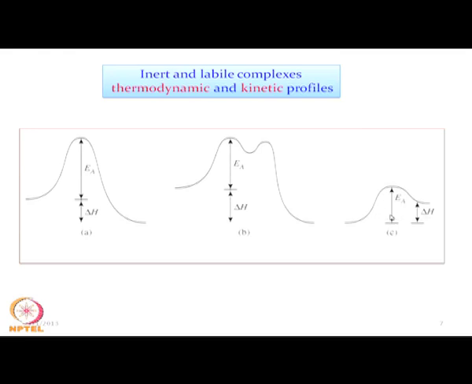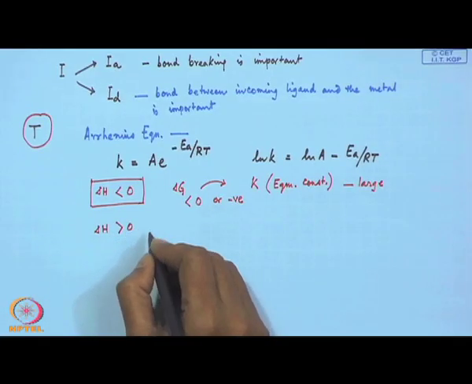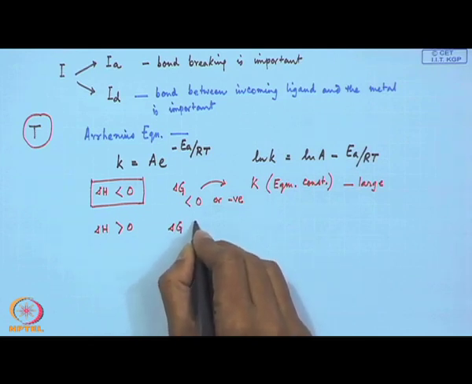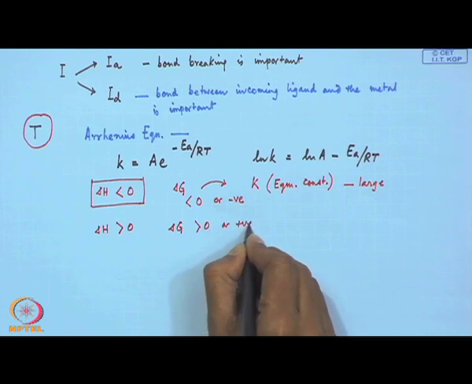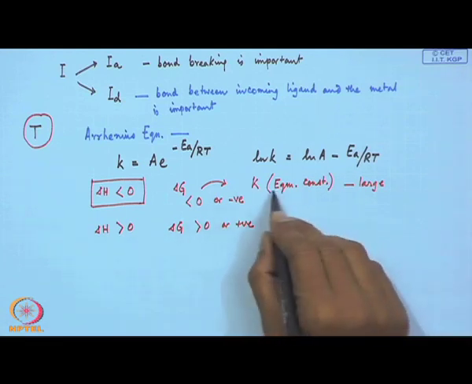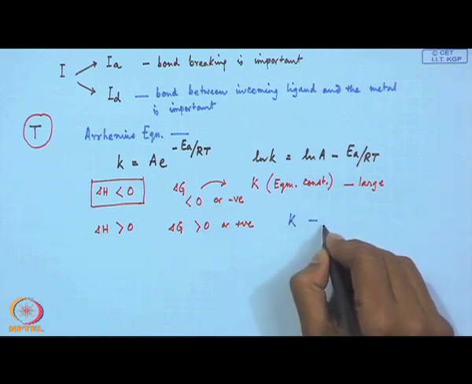But in this particular case, delta H is greater than 0, delta H is positive, and delta G is also greater than 0, or positive. So, when delta H is greater than 0 and delta G is positive, we have the K value, that means the equilibrium constant, therefore small.